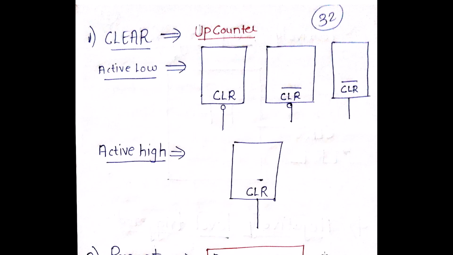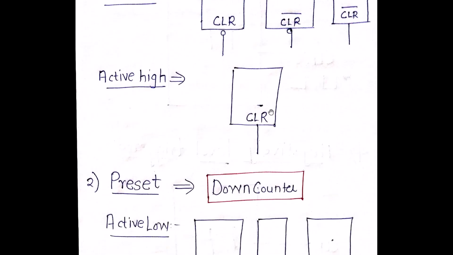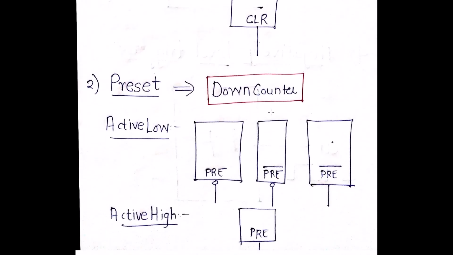You have to be very clear. So if someone tells you to draw a clear symbol for an active low flip-flop, you have to understand that a clear symbol is by default only for an up counter, and the symbol can be any of the three. Whereas in case of active high, it is going to be this way. Similarly, as I told you that a clear symbol is only for an up counter, you will have a preset symbol only for a down counter.